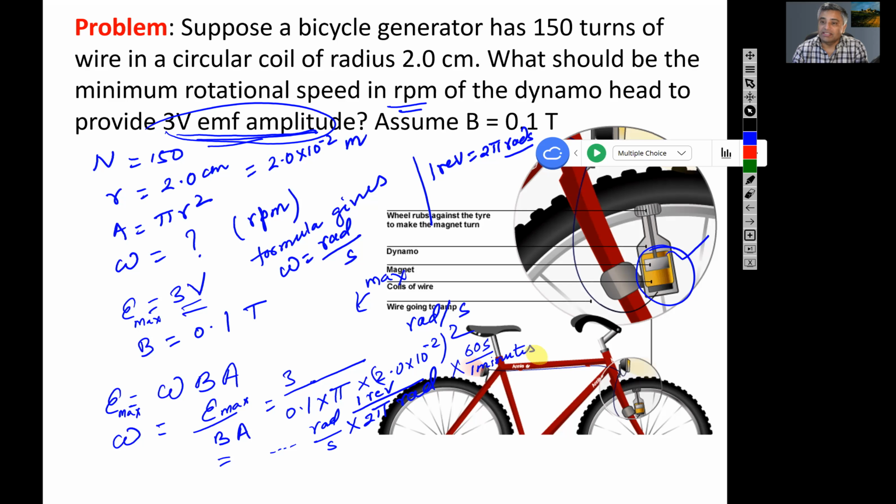Oh, one thing is missing, sorry about that. 150 number of turns. So this is for 1 turn. If there are n turns, this is going to be n, okay? So it does not have to be spinning that fast because of that n thingy, okay? Yep, sorry about that. And that means you have to have 150 somewhere here. 150 times 0.1 times pi.